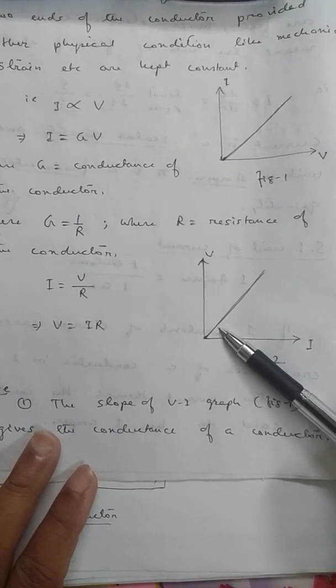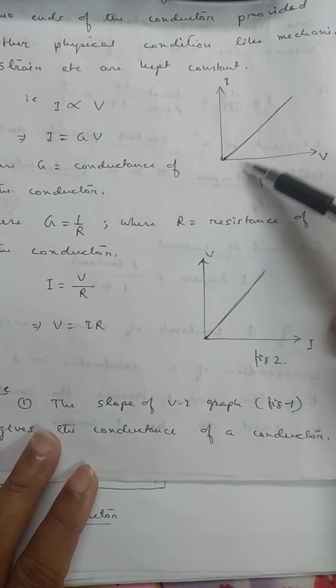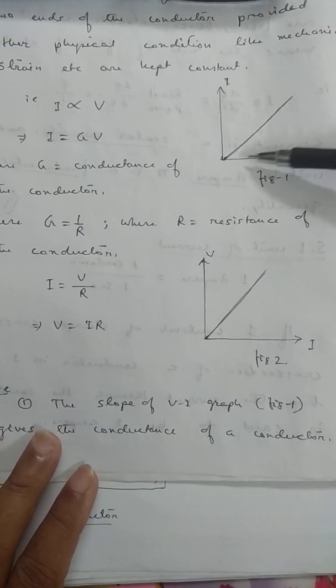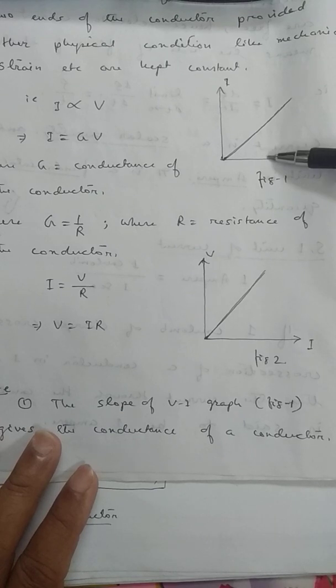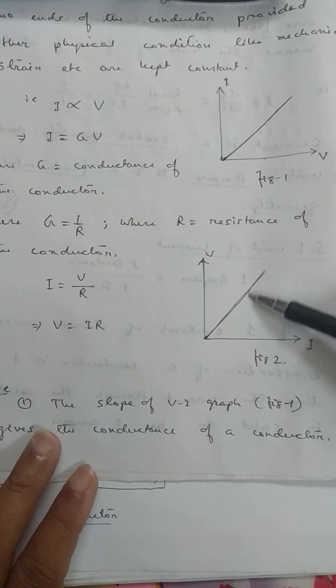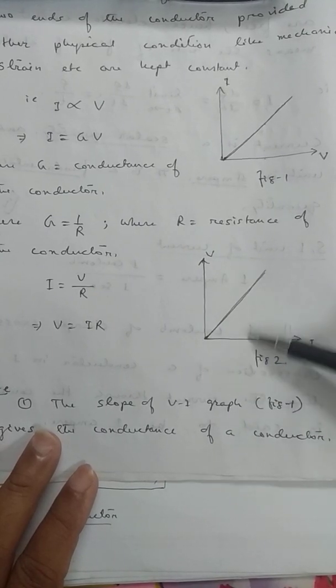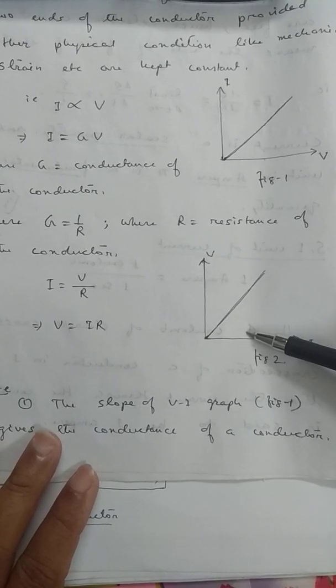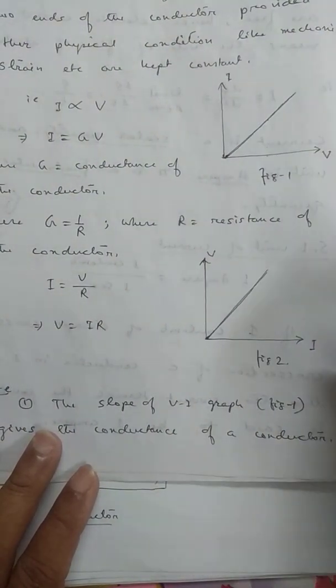I think you know about the slope. What is slope? Slope means tan theta. It is perpendicular by base. In the first graph, the perpendicular is I and the base is V, so the slope of this graph gives I by V. That means this slope gives us the conductance of the conductor. But in the second case, the perpendicular is V and the base is I, so the slope of this graph gives us the resistance of the conductor. I think this was already discussed during class 10.